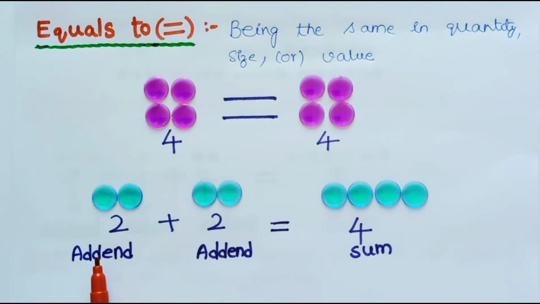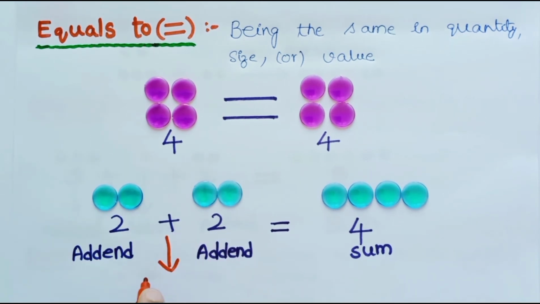So here, what are the addends? The addends are 2 and 2. 2 and 2 are called addends. Then the addition or the total of the two addends is given by the sum. What is the sum here? It is the result or answer of the two addends being added together. So the addition of 2 plus 2 is the answer, that is the sum. So here 4 is the sum. So the addition of 2 plus 2 equals 4.